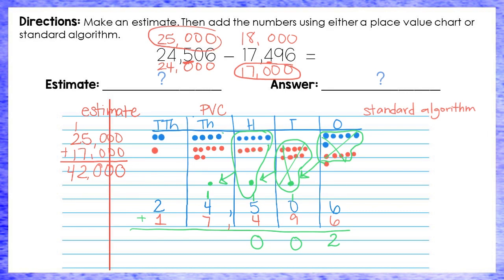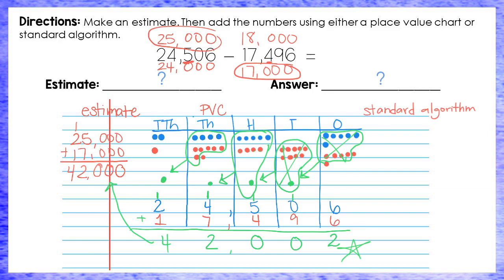So I have to regroup 10, and 10 thousands makes 1 10,000. So now I have 2 thousands and 1 more 10,000. And then I have 1, 2, 3, 4 10,000s. My answer is 42,002. Wow, that is incredibly close to 42,000. Let's do it in standard algorithm.